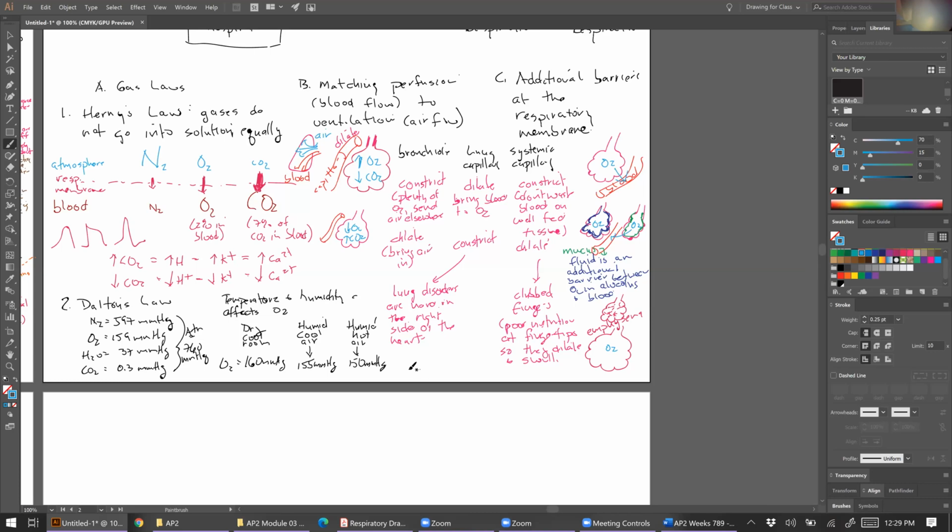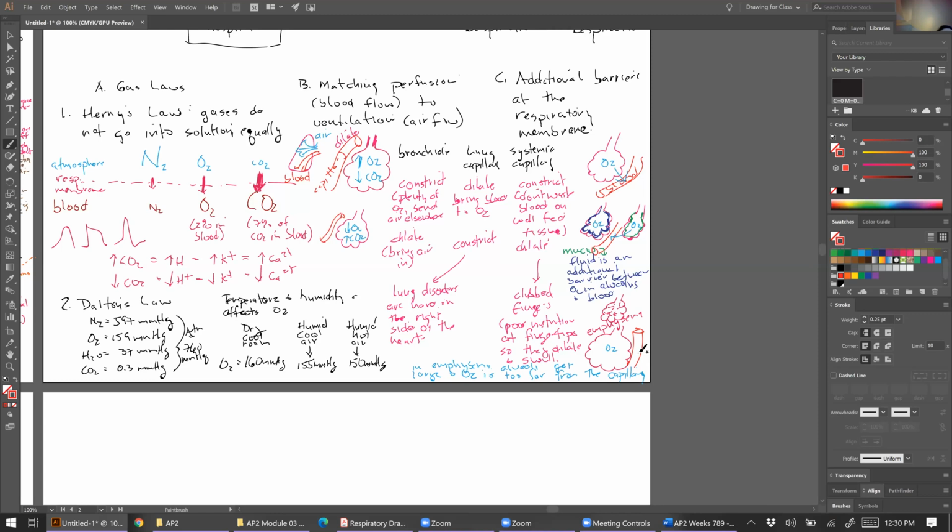So I'm going to try and tuck it in down here. Hopefully you have a little bit more room than me. In emphysema, alveoli get really large, and O2 is too far from the capillary. So that oxygen will get breathed out before it ever has a chance to make it to the blood.